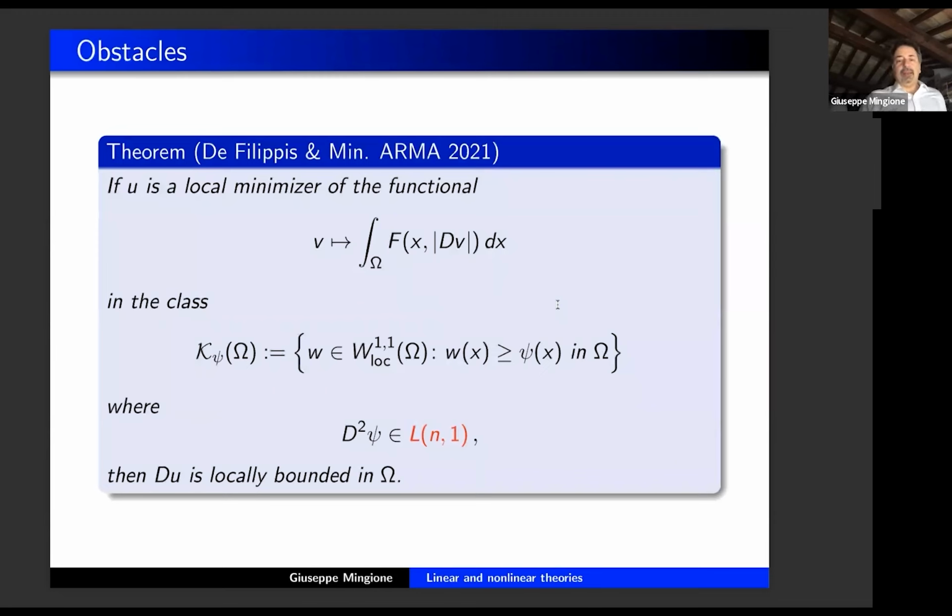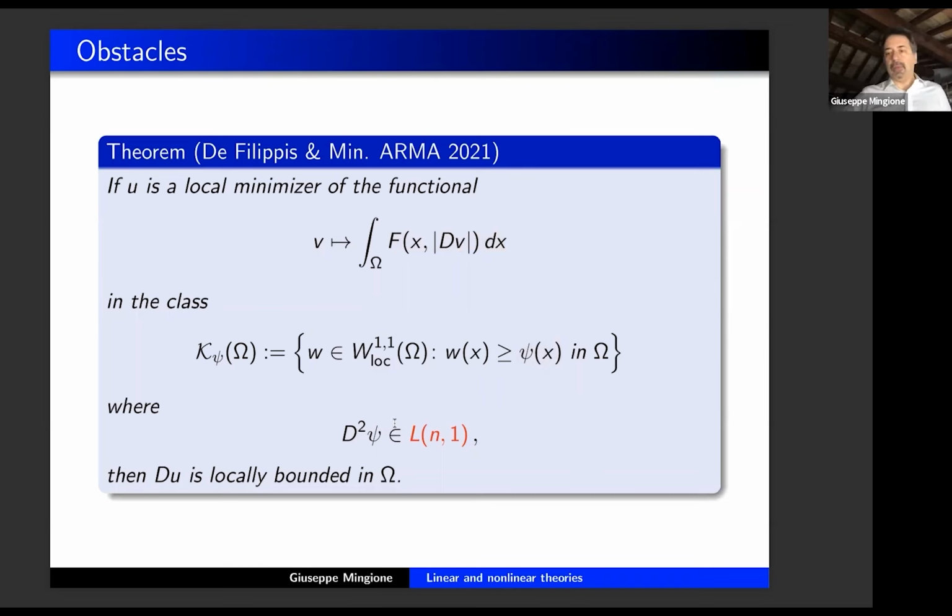And then finally, this gives an immediate application to an old problem, that is finding the best possible conditions in obstacle problems for which the gradient is bounded. Once again, if you minimize any of the functionals I showed you before under this condition on the obstacle, then the gradient is locally bounded provided the second derivatives are in Ln1. This was proved and known in the polynomial case when the second derivatives of the obstacles are L infinity, but this was not known.